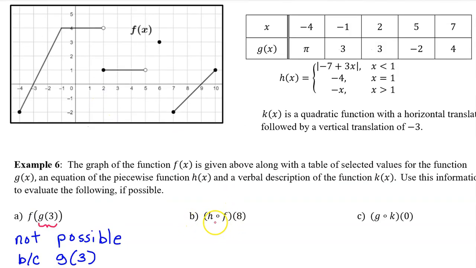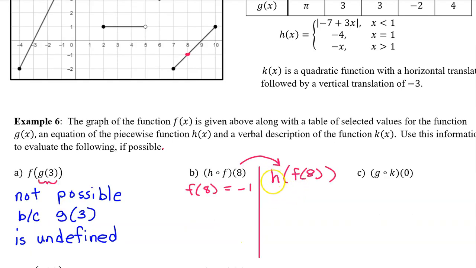Part B, please understand that this notation with the open circle is the same as h at f at 8. These two mean exactly the same thing. Either way, we need to start with f at 8. f is this graph up here. Here is an input value of 8, and this y value is the value of f at 8, which is -1. So we just found that f at 8 is -1. That means h at f at 8 is h at -1.